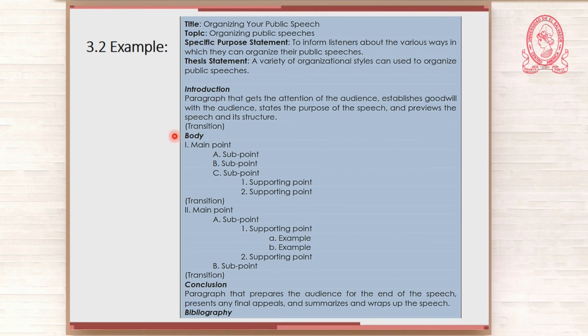Then you have the body. The body is composed of different main points, main ideas. In this example, we have only 2 main points. And we have 3 subtopics, and we have 2 supporting points. Of course, you need transitional words and expressions to move from one to another. Here, it follows a second main point, and we can subdivide into subpoints, supporting points, and even examples. When you finish developing your main points, then you can go over a transition that you're moving from the body to the conclusion. Then you have a conclusion, a paragraph that prepares the audience for the end of the speech.